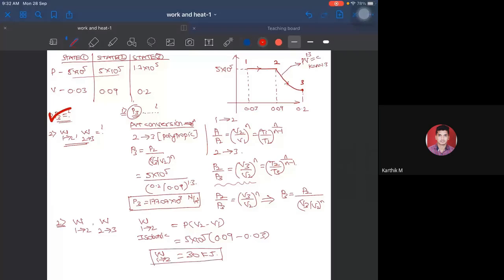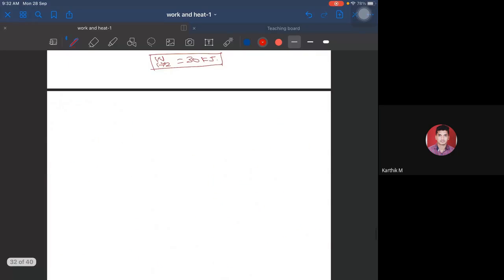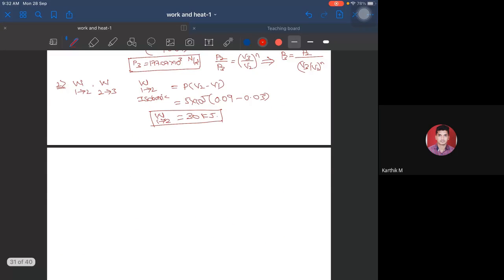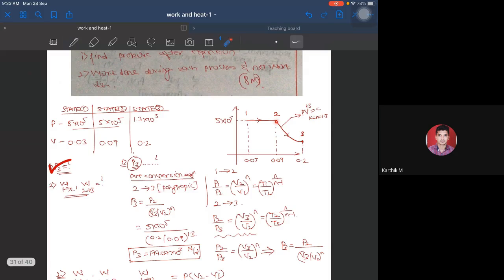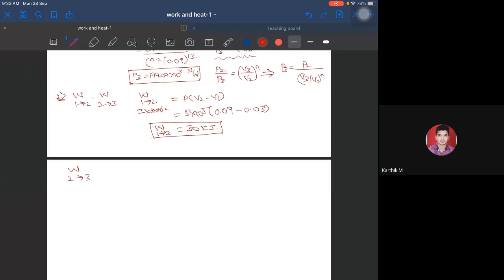Next, work done from 2 to 3. First, look into the process and judge which process it is. So from 2 to 3, it is a polytropic process with an index of 1.3. So work done from 2 to 3 is for a polytropic process. For that, what is the formula? Adarsh.